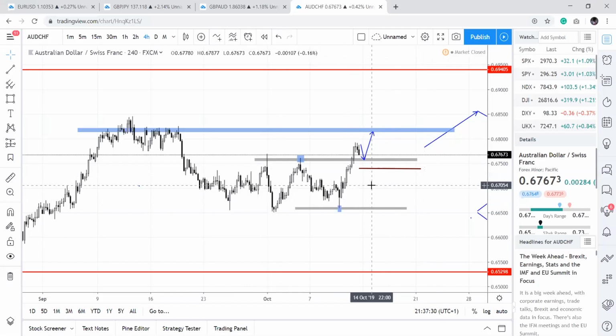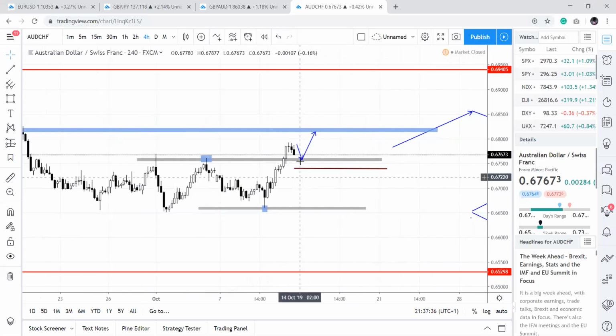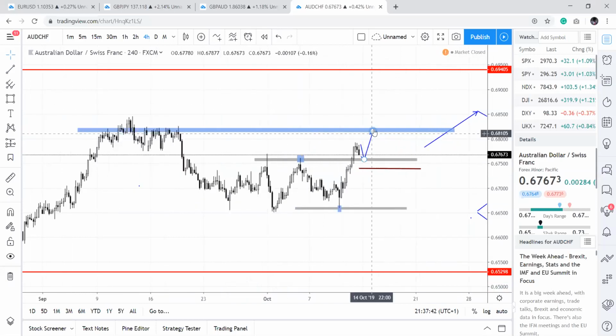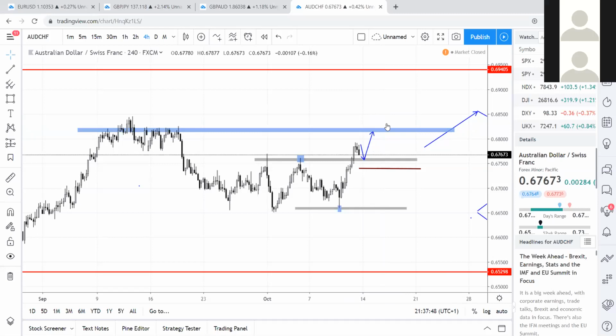On AUDCHF I'm expecting a buy. All right, but before I can buy AUDCHF, I'm expecting it to come down more. All right, then I buy, and then when I buy, this is my zone. This is the zone that I'm looking at. All right. Can you see how simple this is? No, it's not complex. It's just plain market charts.